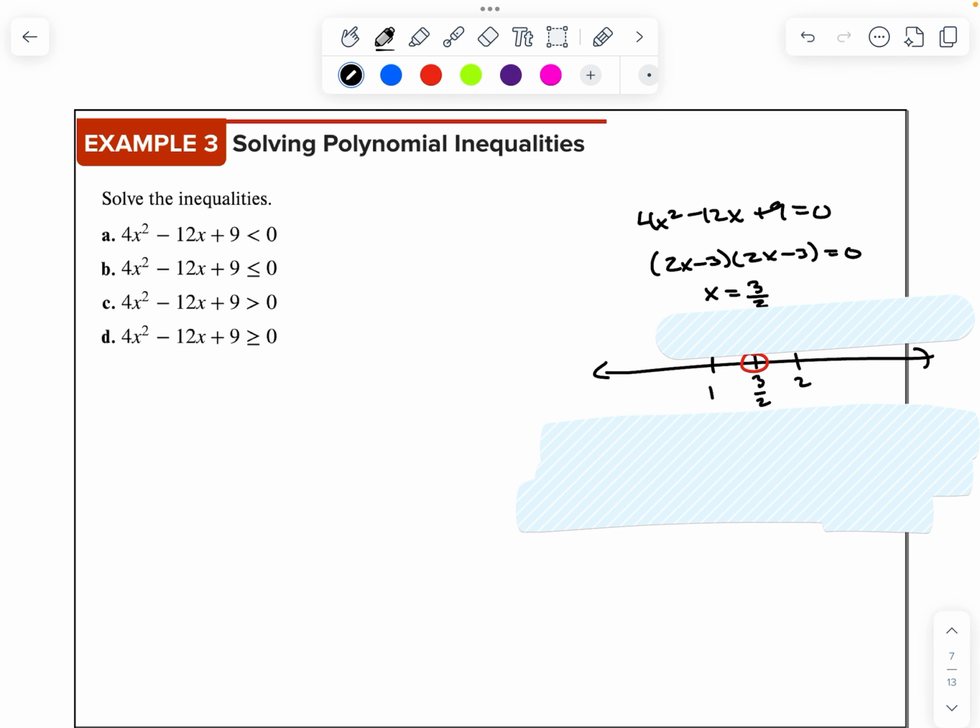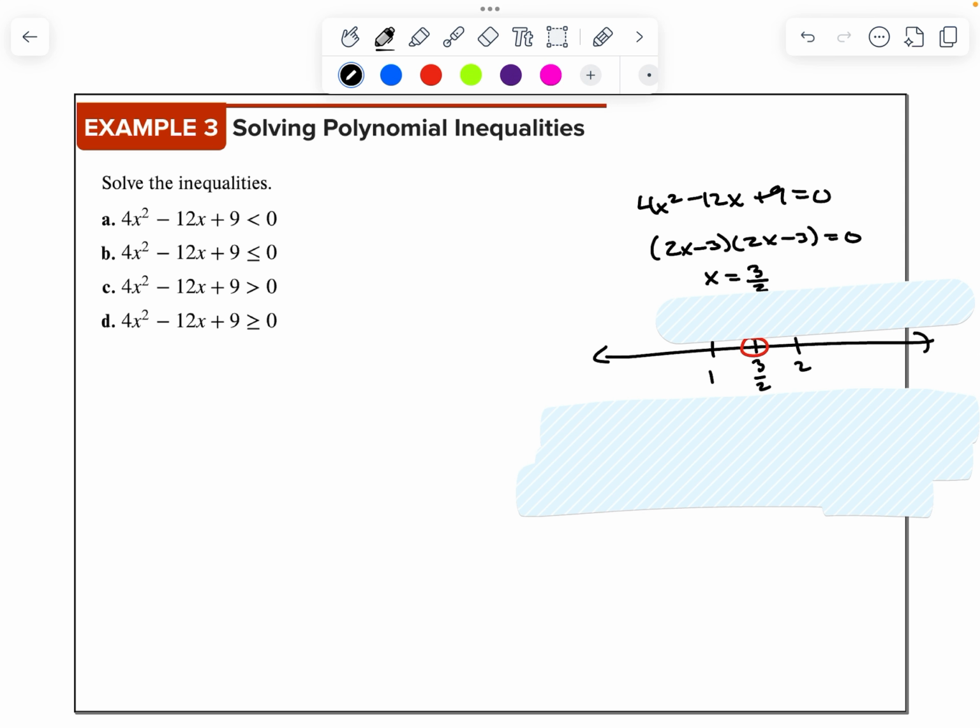All right, here I have some very similar inequalities. You could take a second, pause, try and figure these out on your own. Here's what happens when I try and solve these.